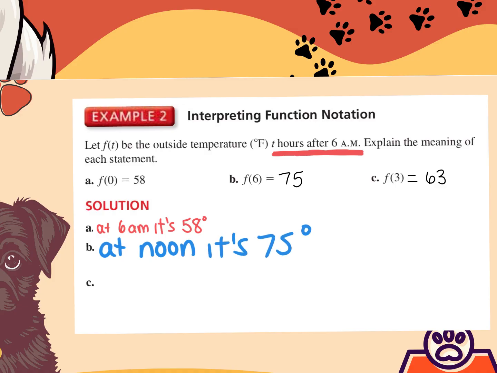And then lastly, what time is it if it says F of 3? F of 3 means 3 hours later, so 9 a.m., right? So at 9 a.m., it's 63 degrees. Does that make sense? If there's a scenario and they're telling you what the variable represents, in this case it's the number of hours after 6 a.m., then that's what that would mean. Okay?